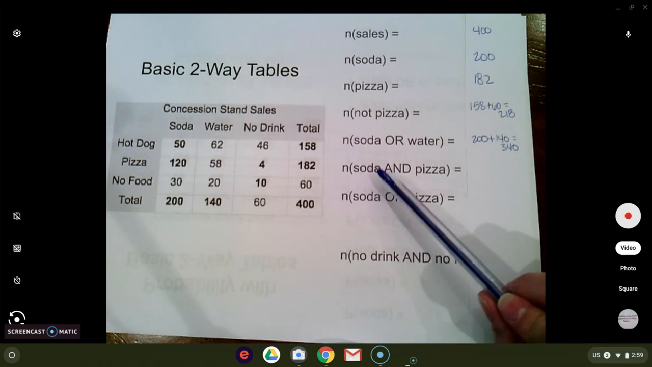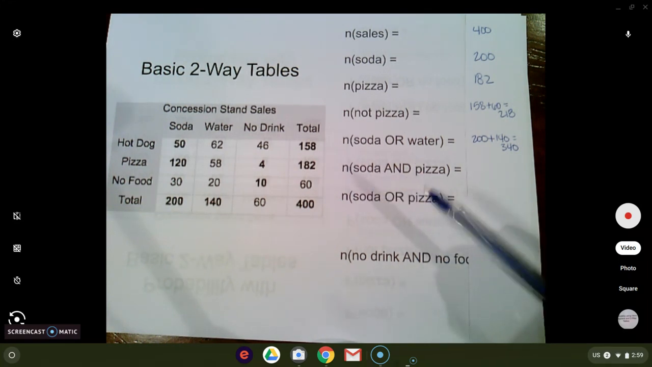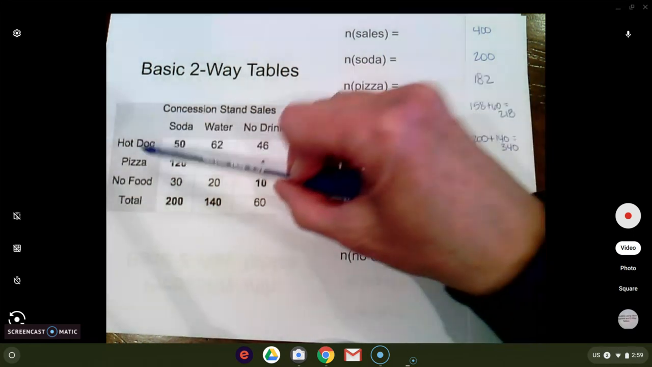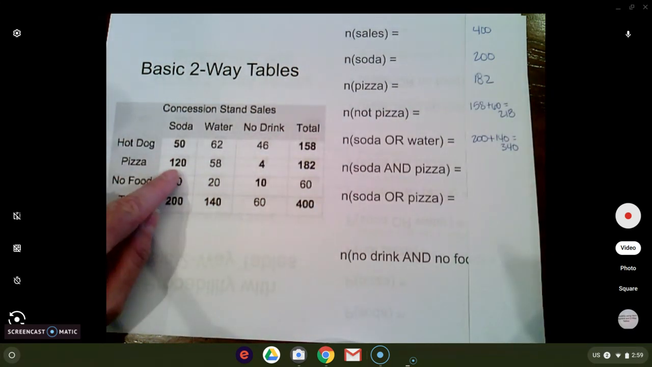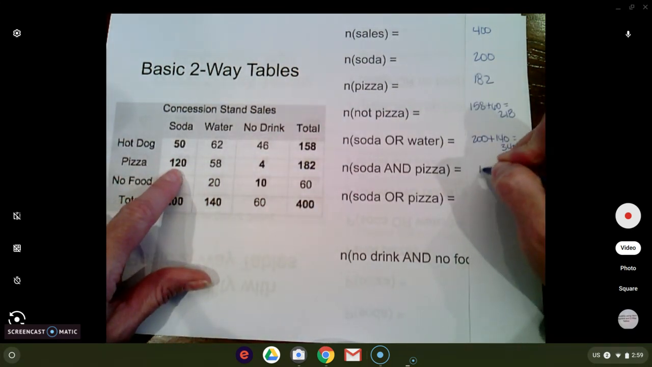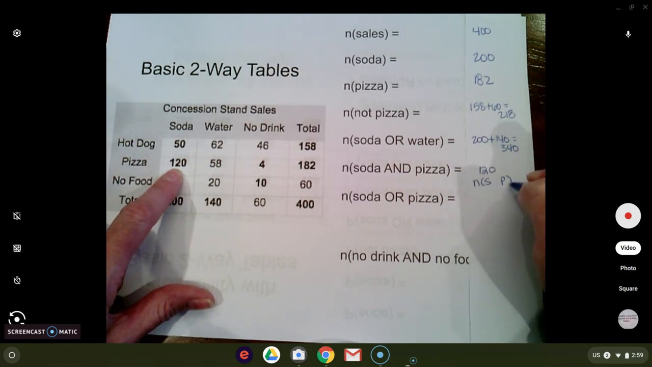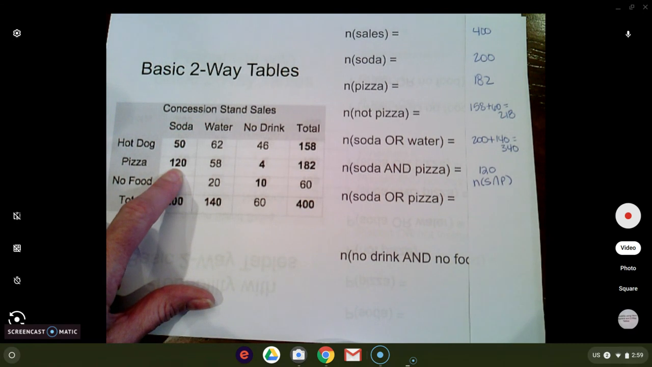All right, number of soda and pizza. Let's consider this. So these are orders that included a soda. These are orders that included a pizza. So 120 is the number that included both. Remember, you could write this as soda, pizza, and the and symbol or the intersection symbol would say both.